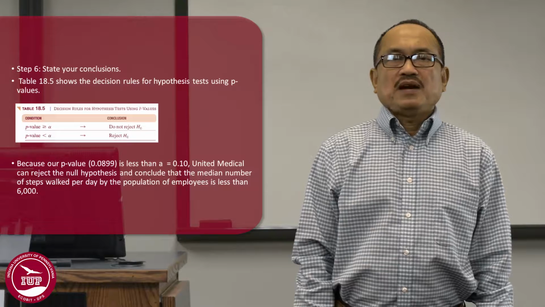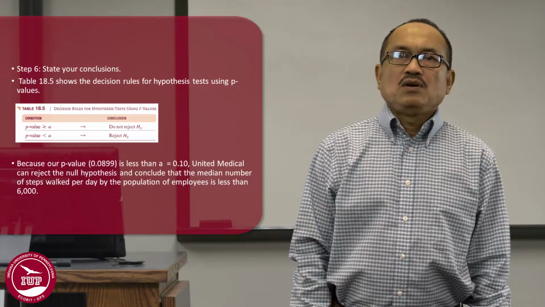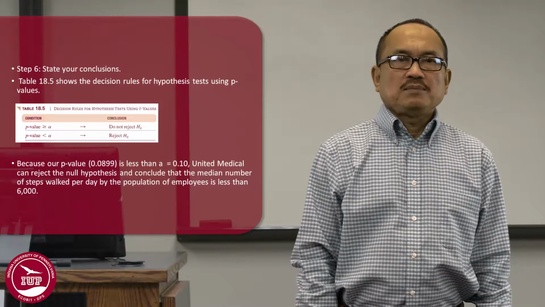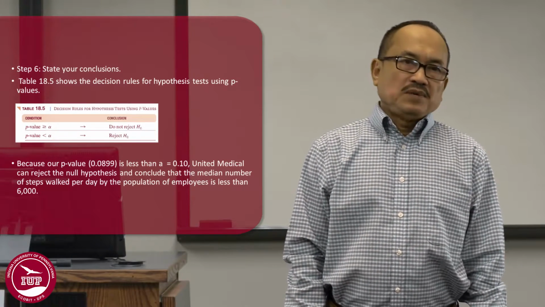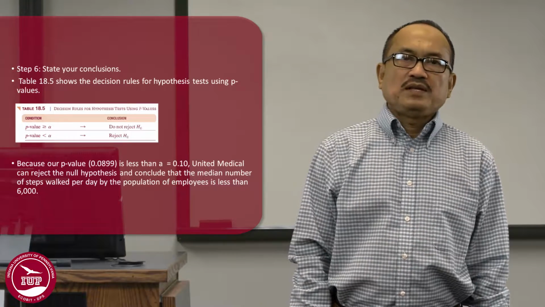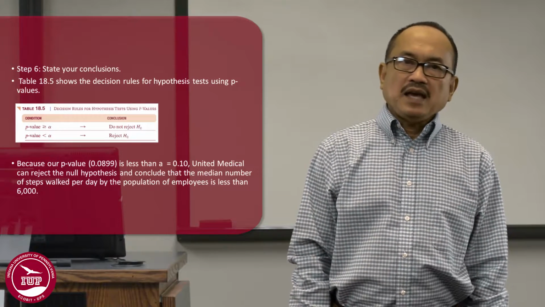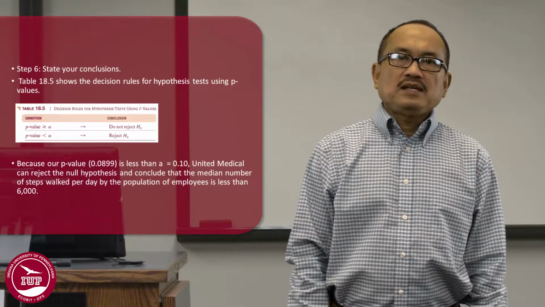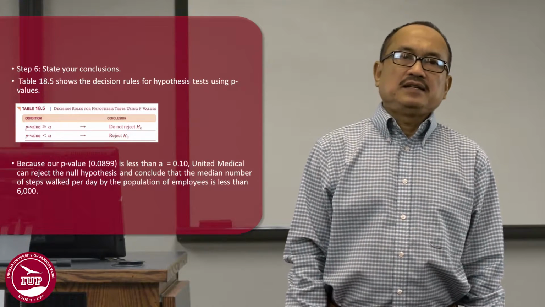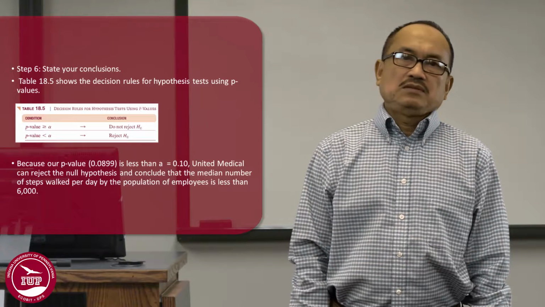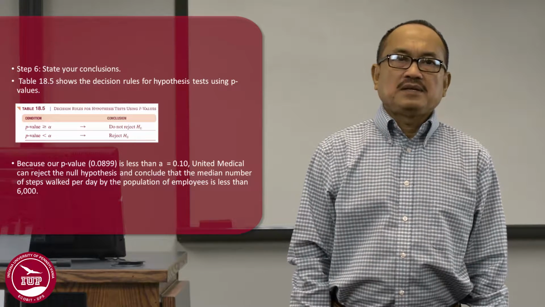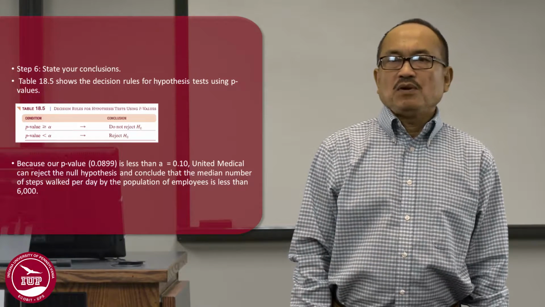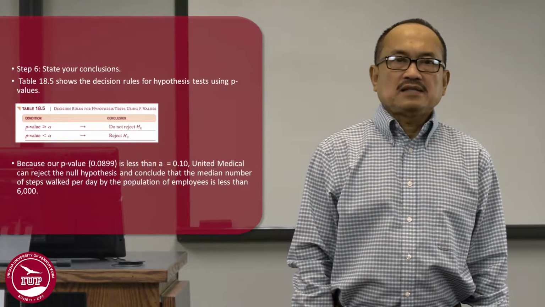Table 18.5 shows the decision rule for hypothesis test using p-value. Because our p-value 0.0899 is less than alpha equal to 0.1, United Medical can reject the null hypothesis and conclude that the median number of steps walked per day by the population of employees is less than 6,000.